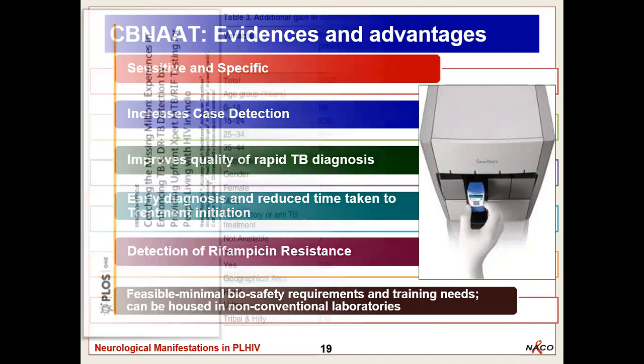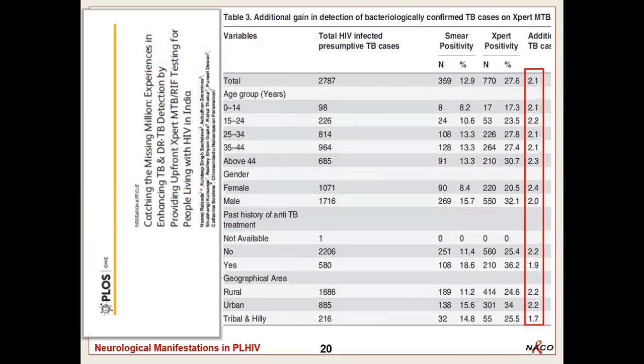Next, please. If combined with the smear positivity, so this was the study which was done, and it was noticed and seen that, if you see here, smear positivity, this is the percentage, and with GeneXpert almost double everywhere. So the additional gain in case detection was huge, almost twofold in all groups of PLHIV. So something which is really good for us. Next, please.